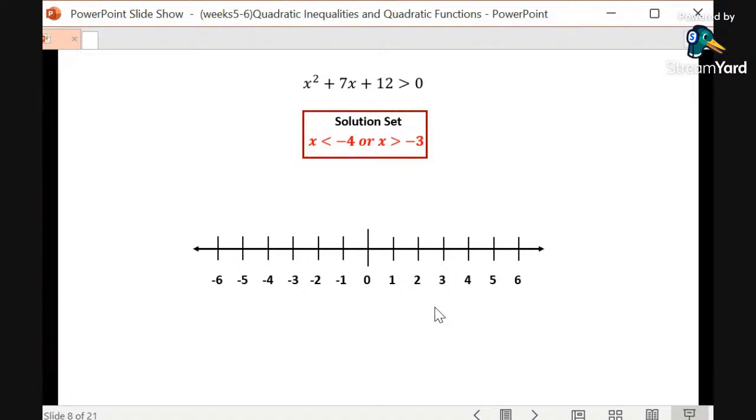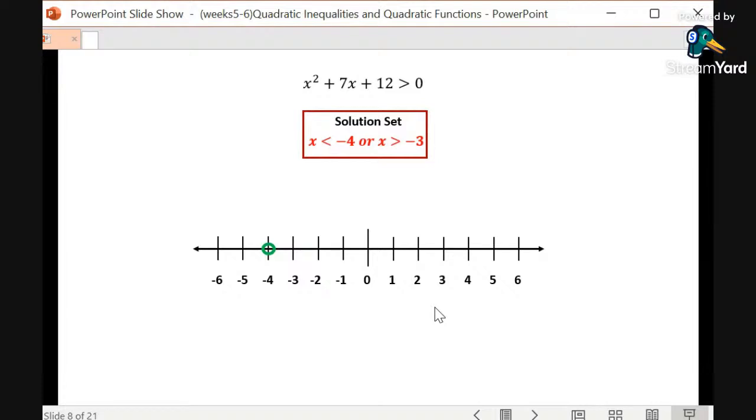So wala siyang equal, wala siyang guhit sa ilalim. So just like the first one, less than negative 4. So the first thing we need to do here is to determine kung nasan ba ang location ng negative 4. And negative 4 is here. Okay. So yan po yung negative 4.